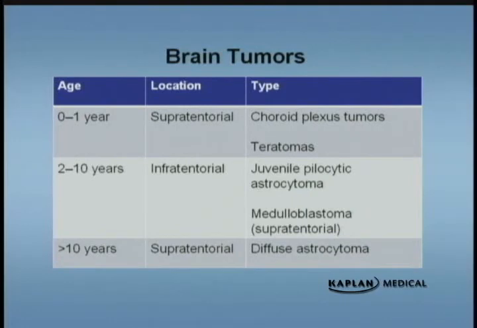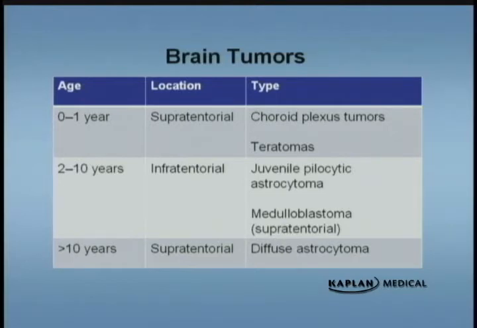Here we have subdivided location and age and type. So less than 1 year of age, most commonly you're going to find supratentorial tumors, and these will include the choroid plexus tumors and teratomas. When you're 2 to 10 years of age, then we start thinking of infratentorial tumors. And since we said that most tumors are under 7 years of age, most brain tumors are actually infratentorial tumors. And these include the juvenile pilocytic astrocytoma and the medulloblastoma, although the medulloblastoma tends to be a little bit supratentorial.